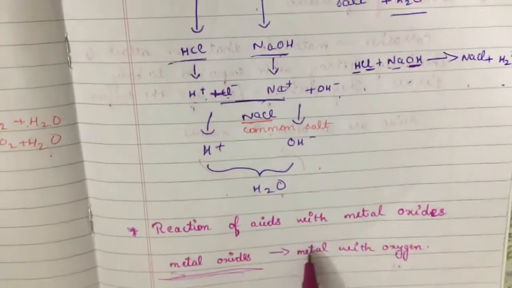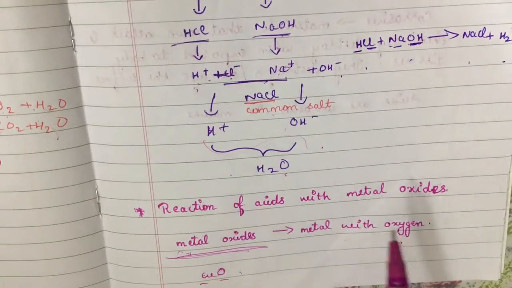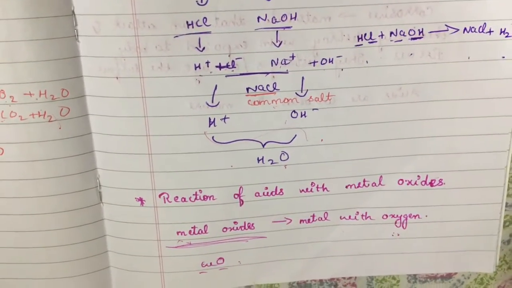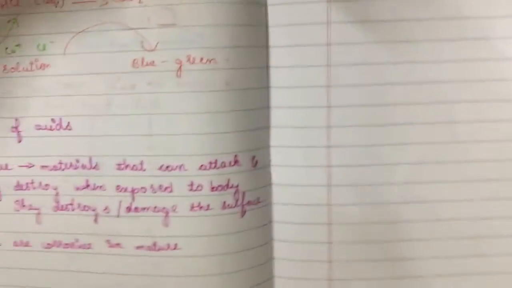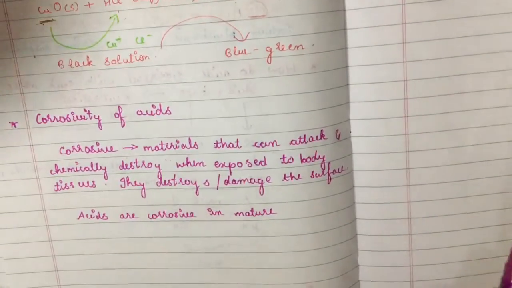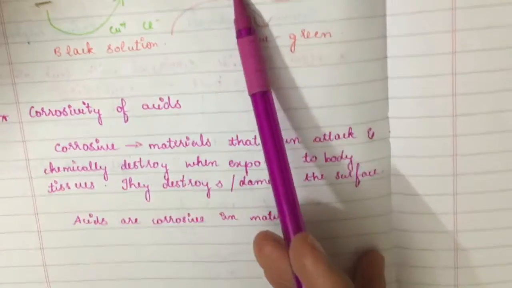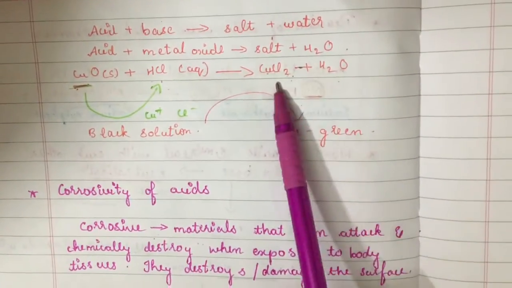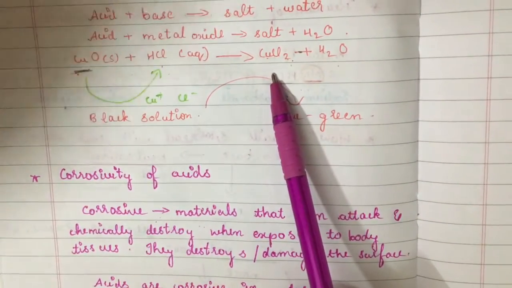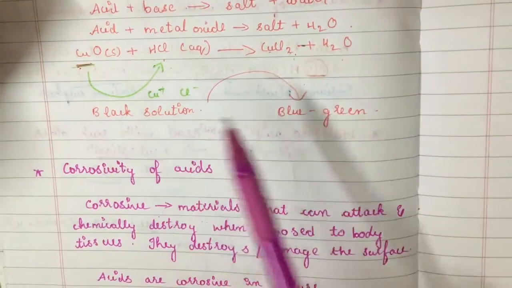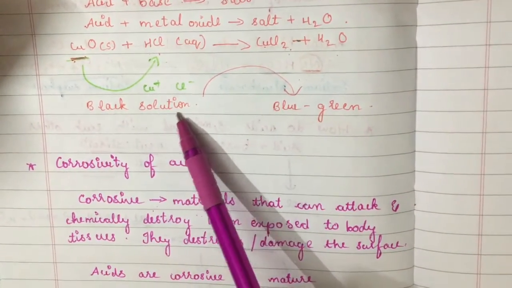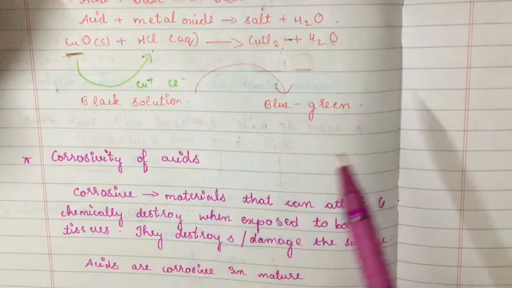Next is the reaction of acids with metal oxides. When acids are made to react with a metal oxide, for example CuO, there will be formation of salt plus water. A similar reaction happens as in the case of acids and bases. And in this example, there is a color change of the solution from black to blue.